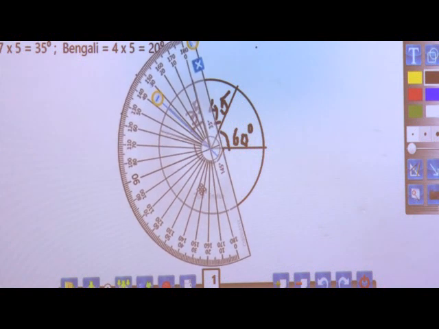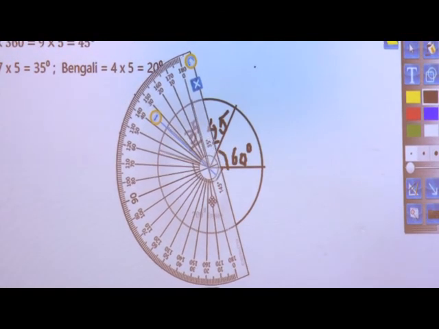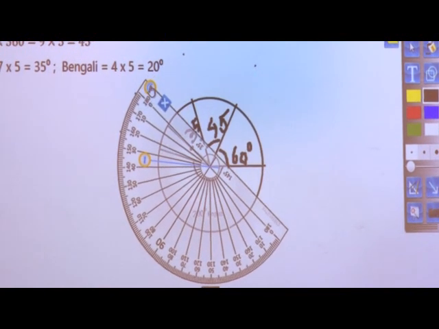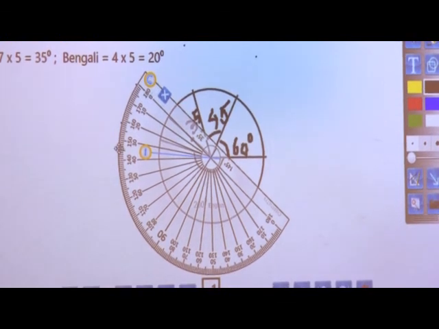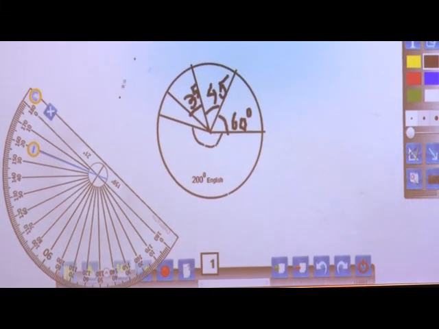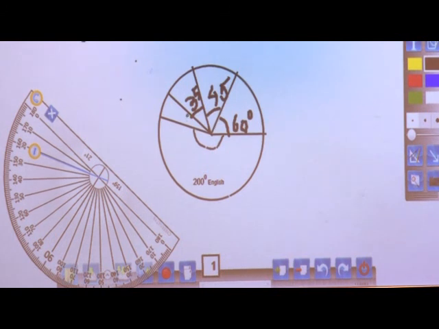Bengali: I am keeping the protractor center coinciding with the center of the circle, adjusting the base with this, and I am taking an angle of 20 degrees. This 20 degree angle is this line that I have already drawn. You can see the dots here, I have already kept the dots there. This is representing 20 degrees, and this is Bengali. Now, the remaining is 200 degrees.